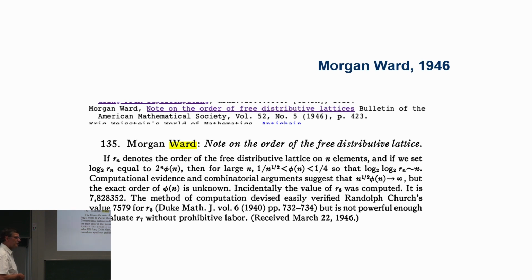This is the result for the 6th one. And again, if you look at the tables, you will see that the last digit is not correct. It's a 4, it is not a 2. And he refers to the result of Randolph Church. And this is 1946, the 6th Dedekind number.